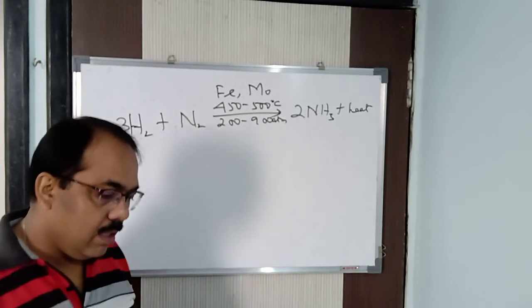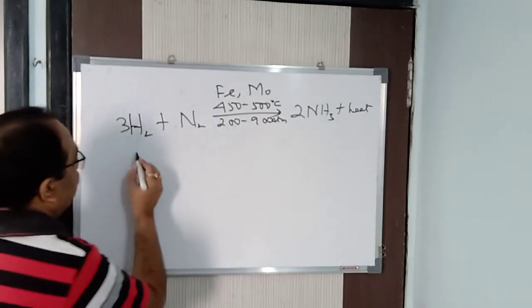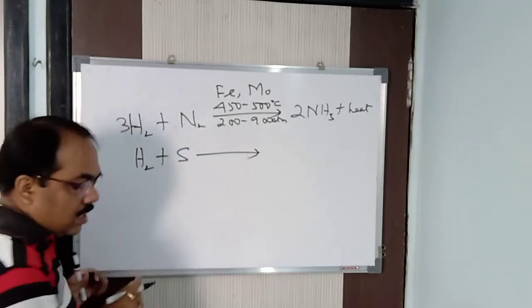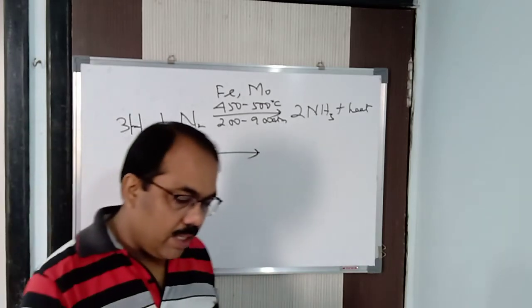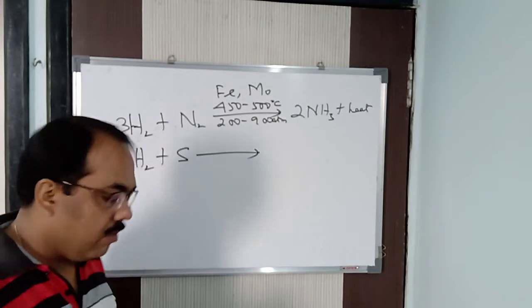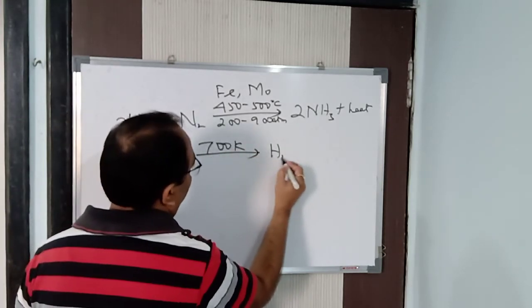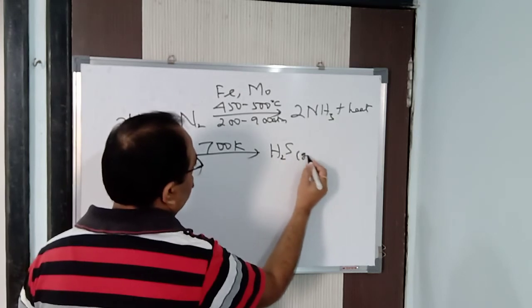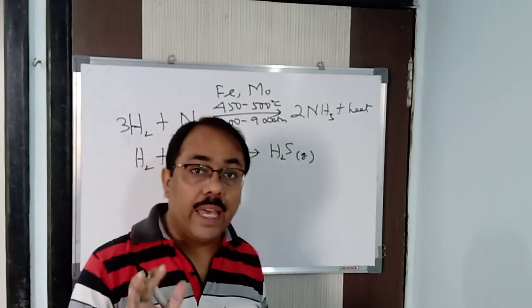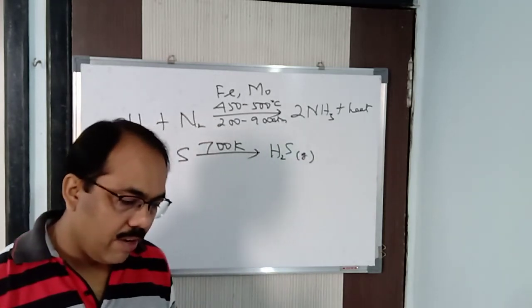Next, when hydrogen reacts with sulfur, that is also a non-metal, under conditions, that is, when heated to 700 Kelvin, what does it form? It forms a gas, which is H2S. H2S has a rotten egg smell. It is a rotten egg smelling gas, and a very poisonous gas.